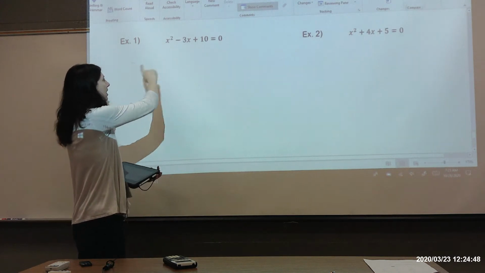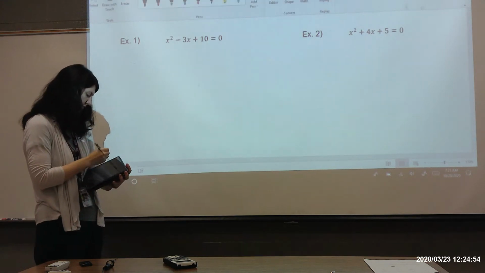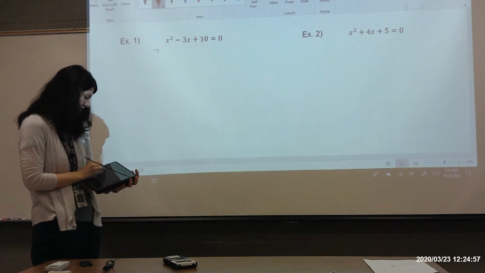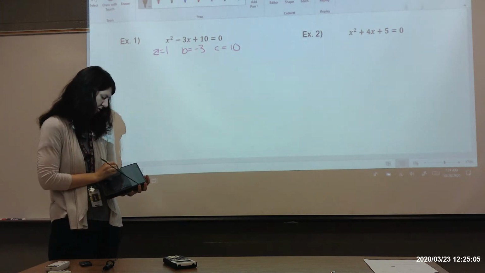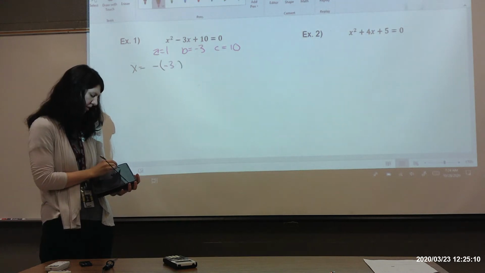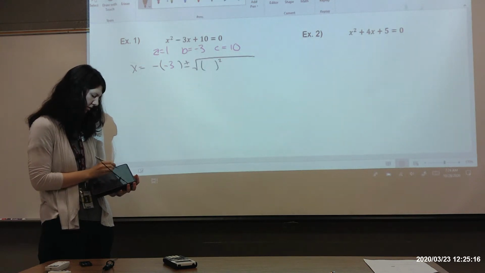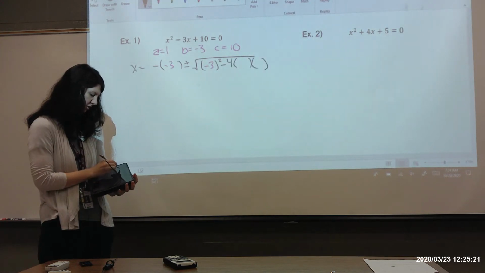So in example 1, x squared minus 3x plus 10 equals 0. We are ready to find a, b, and c. So my a here is 1, my b is negative 3, and my c is 10. Okay, I'm going to plug that into my formula. X equals negative, plug in my b, plus or minus the square root of b squared minus 4 times a times c, all divided by 2 times a.